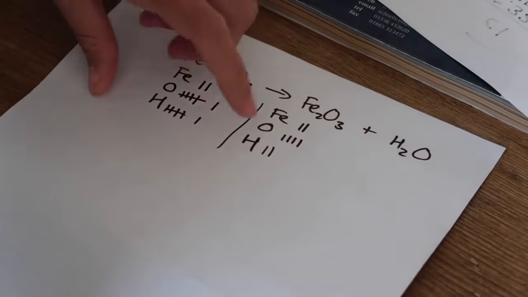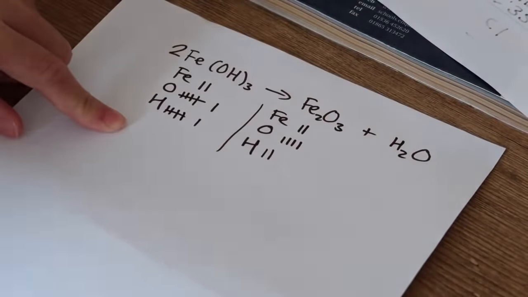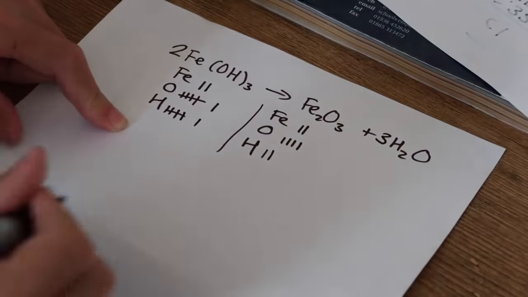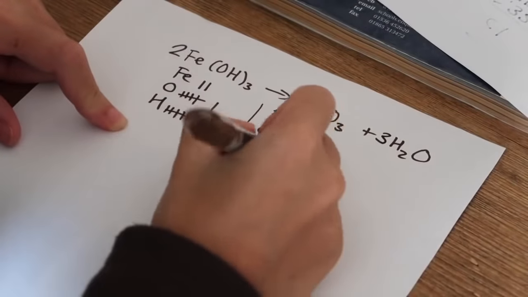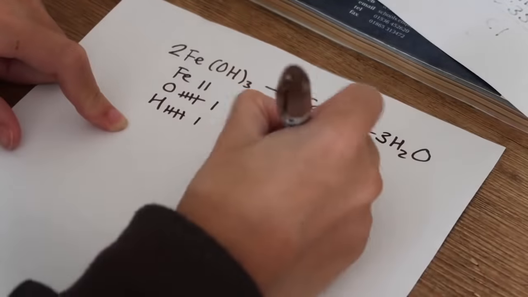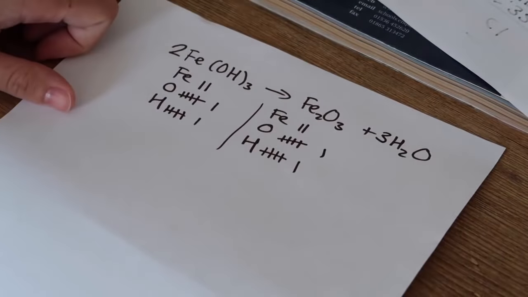And then we don't have enough on this side, so I'm going to pick a sensible number, which would be 3 here, because it means that I now have 6 hydrogens. And then readjust your oxygen, so you've got 3 oxygens plus 3, so that's 6. And yay, both sides match, so that's how you do the more tricky ones.